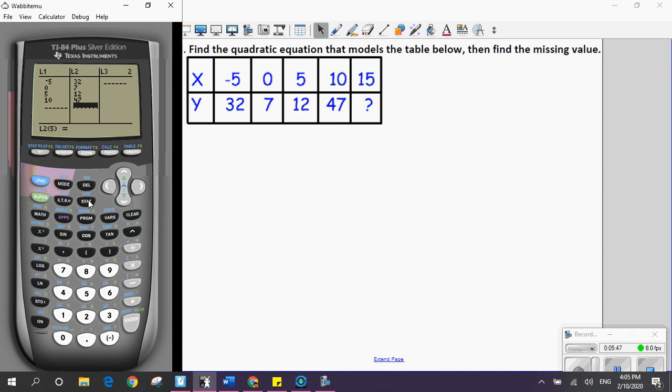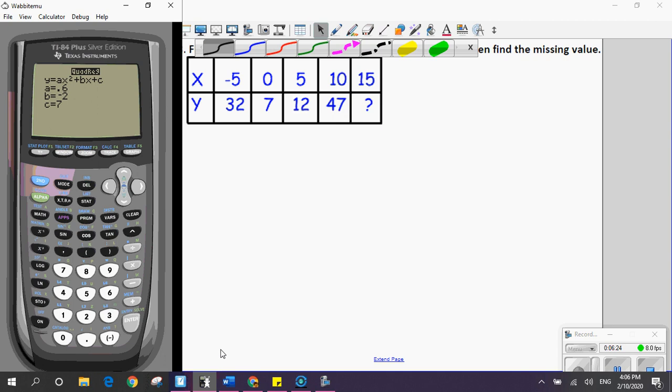Then go back to Stat, Calc 5, quad regression. You then want to tell the calculator to store the equation. So you go to Alpha, Trace, 1. Okay, 1's not an option on this calculator, but on yours it should. And then go to calculate and hit enter. If you have a long decimal, please round to the hundredths place.